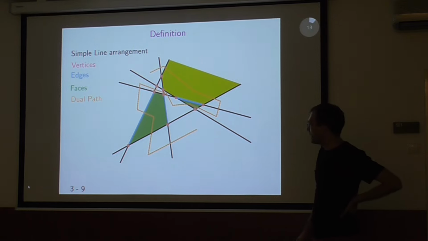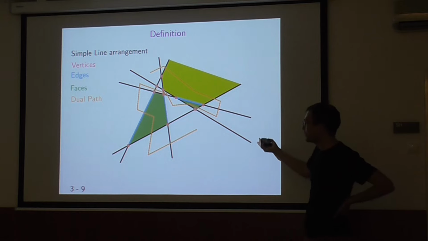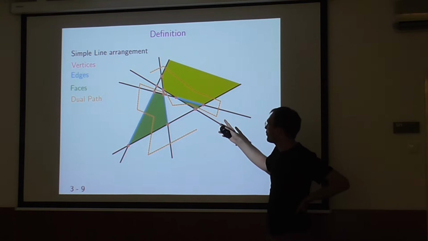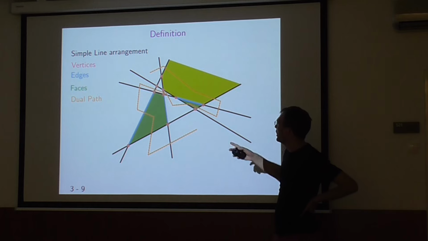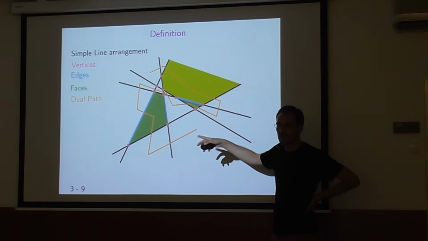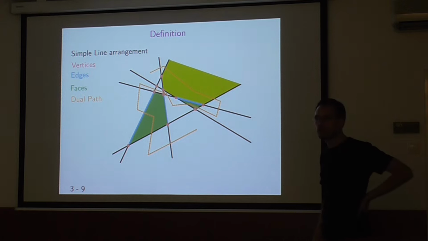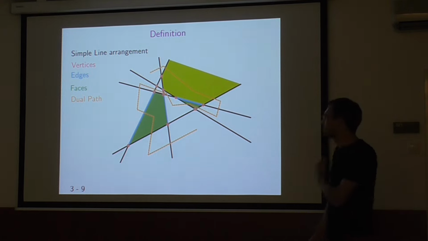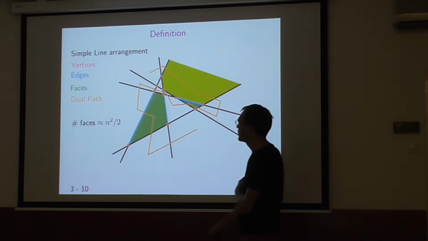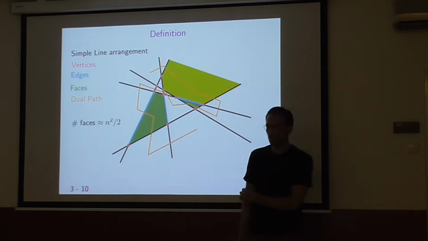What we want to find is a path in the dual graph. This is a planar graph, and there's a dual graph of it. We want to find a path which is as long as possible, so it visits as many faces as possible. Is the problem definition clear? Okay, so this is the aim of this talk. One thing you should remember is that the number of faces is roughly n squared divided by 2.